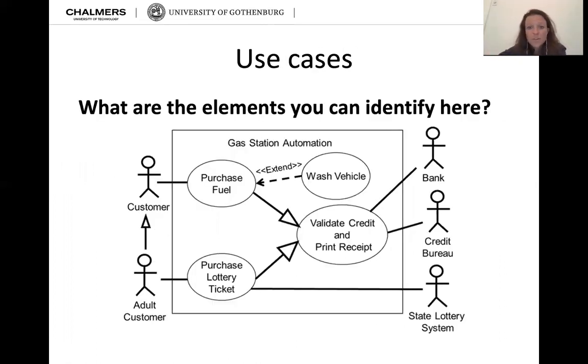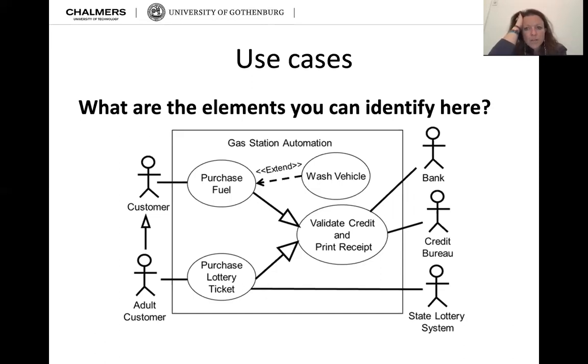And today we're going to jump into analyzing the problem domain further by use cases. So check out this diagram. What do you see? What are the elements that you can identify here? Let's see what we got.